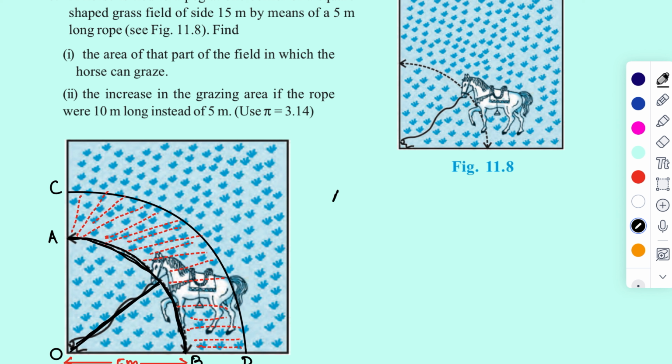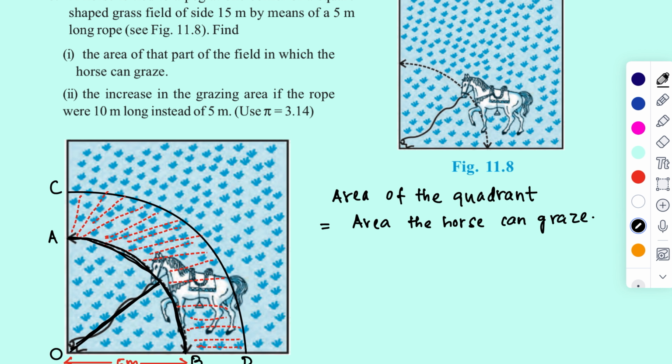So area of the quadrant, that is equal to the area the horse can graze, and quadrant of a circle whose radius is 5 meter. So this will be equal to pi r square into 90 degree divided by 360 degree, this much of area.